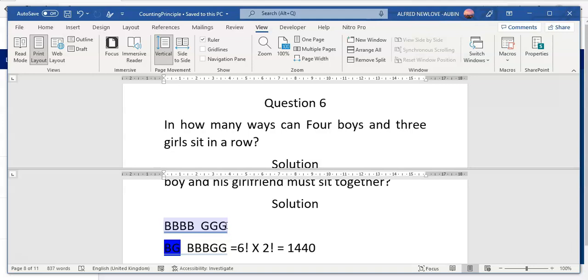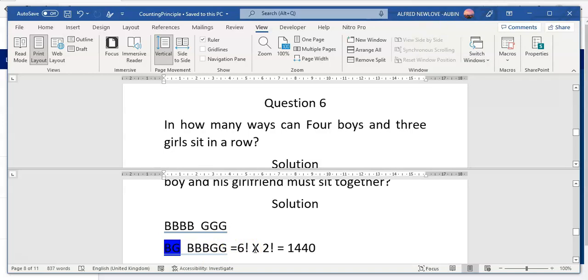Alright, so here we are going to put a boy and a girl as a block 1. So you see that I have a boy and a girl colored, they are 1 block, so I'll count them as 1. So in all, we are no more going to have 7 spaces. No, a boy and a girl must sit together, so we count them as 1. So we are going to have how many spaces? 1, 2, 3, 4, 5, 6. That's a 6 factorial.